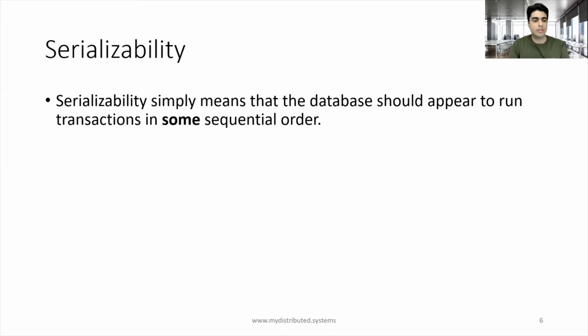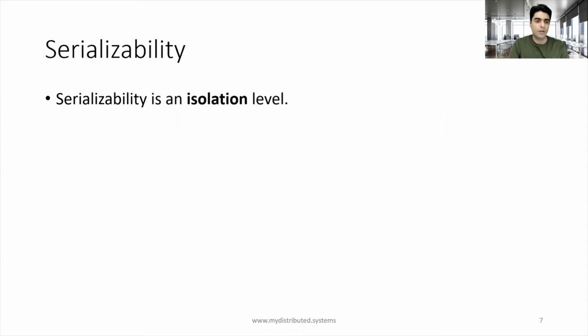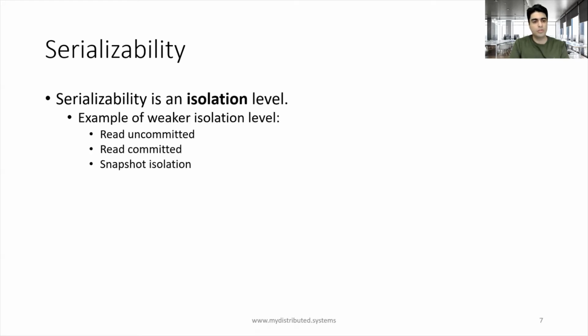So what is serializability? Serializability simply means that the database should appear to run transactions in some sequential order. In other words, although we might run transactions concurrently, to the client it should appear that we are running transactions one after another. Serializability, as we said, is an isolation level, but it's not the only isolation level. We have weaker isolation levels, for example, read uncommitted, read committed, and snapshot isolation.